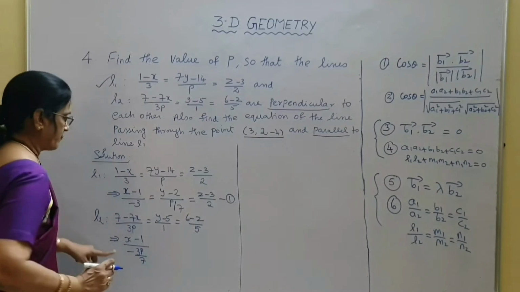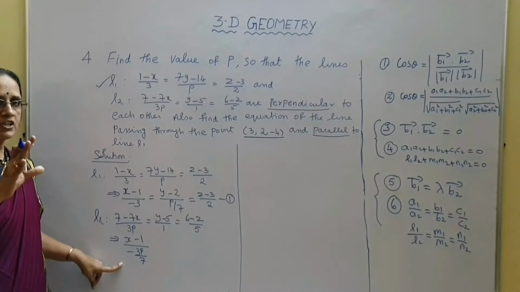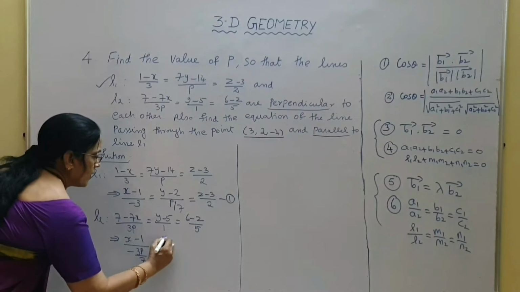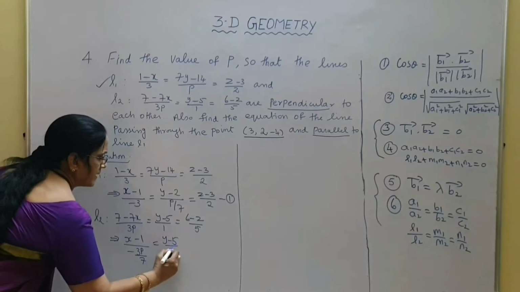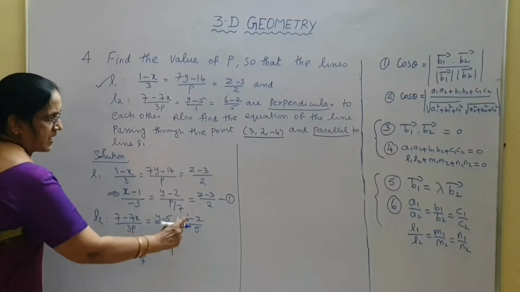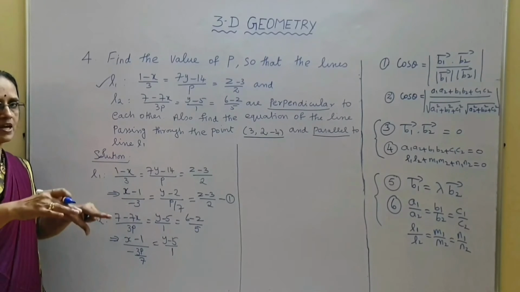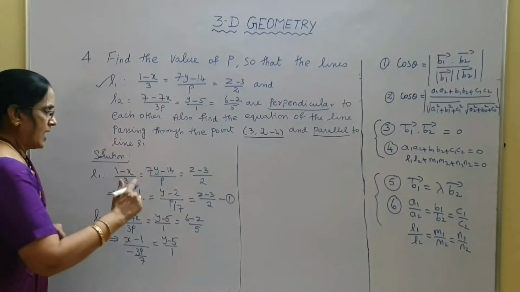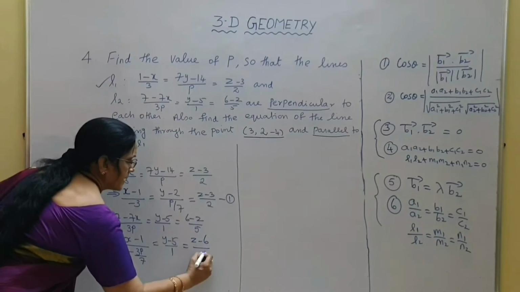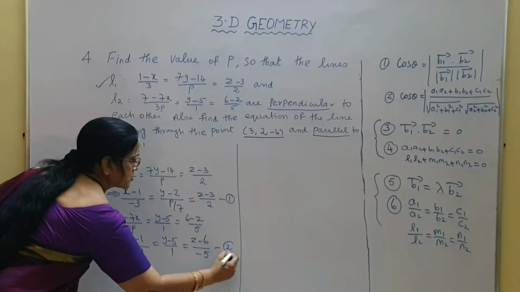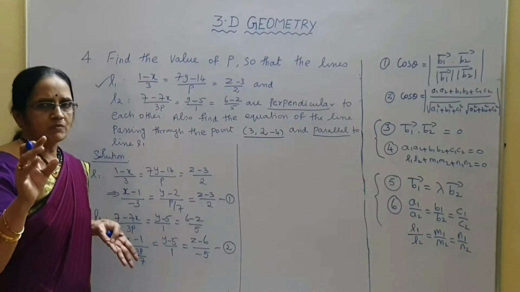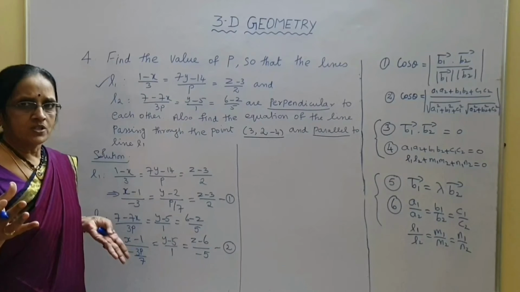You have to be careful when you convert the given equation into standard form. Here (y minus 5) by 1 will remain the same. For z, I have to multiply the numerator and denominator by minus 1. I will be getting this is equal to (z minus 6) by minus 5. Let me name this as 2. Now I can easily write A1, B1, C1 and A2, B2, C2.